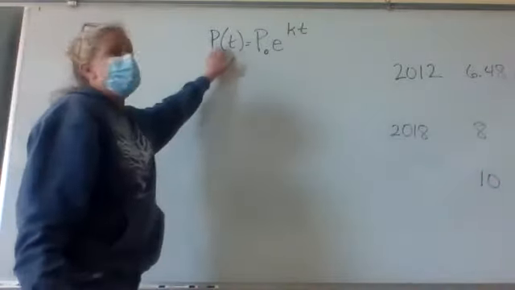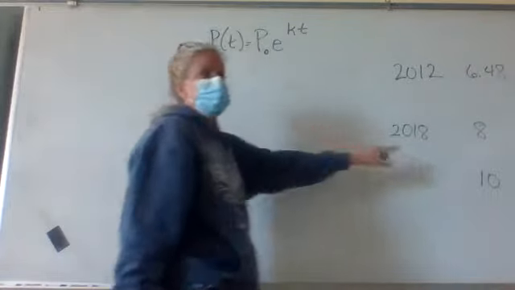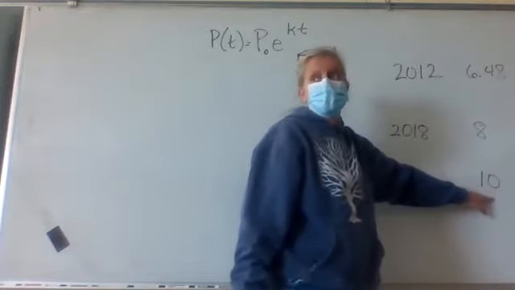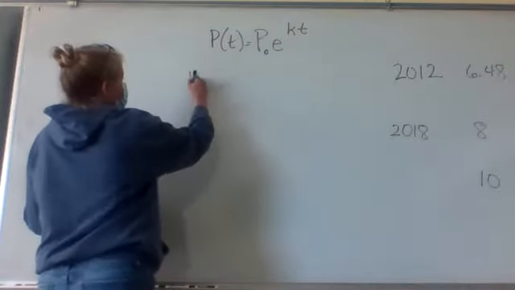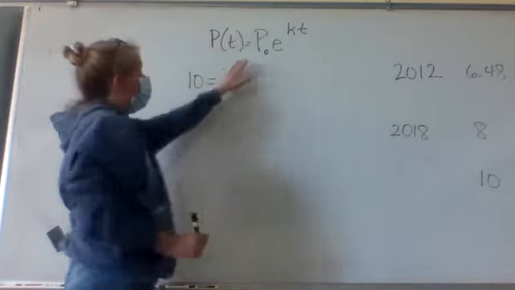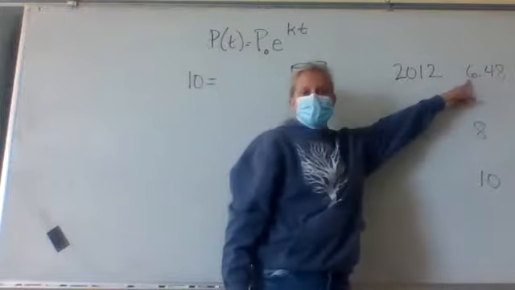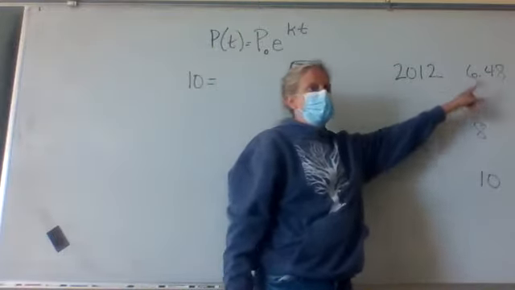So do I know the end amount this time? Yeah, I do know. It's 10 million. So I do know the end amount. I still know the beginning amount, right? It told me that in the wording of the problem.